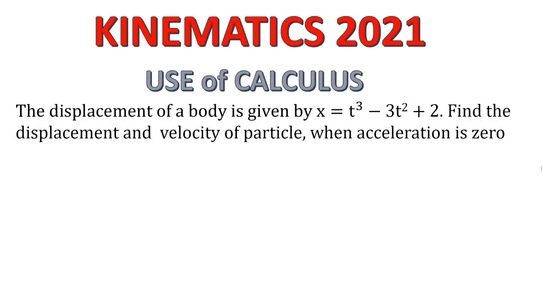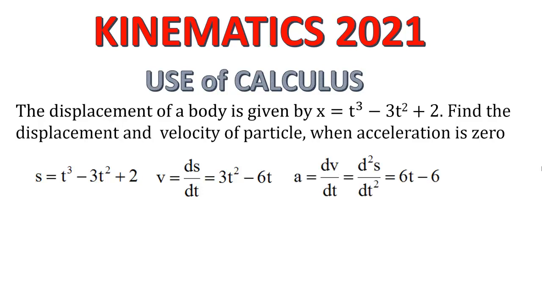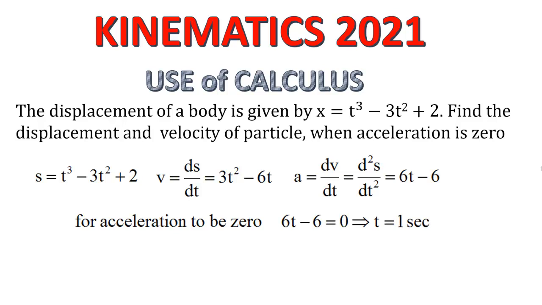The ones who have understood, please try to do it now, again pausing the video. And for the students who have not understood, I'll explain it now in detail. This is given as s or x. We differentiate it, it gives 3t square minus 6t. Now we differentiate once again. Now he wants, when acceleration is 0, the displacement and velocity at that time. So 6t minus 6 must be equated to 0. For acceleration to be 0, we get t equals 1. Now I already have the displacement expression and the velocity expression, which is 3t square minus 6t. I just have to put the value t equals 1 second there.